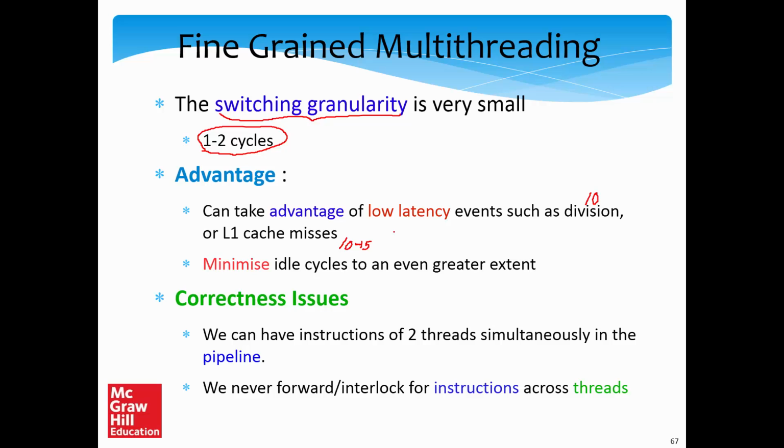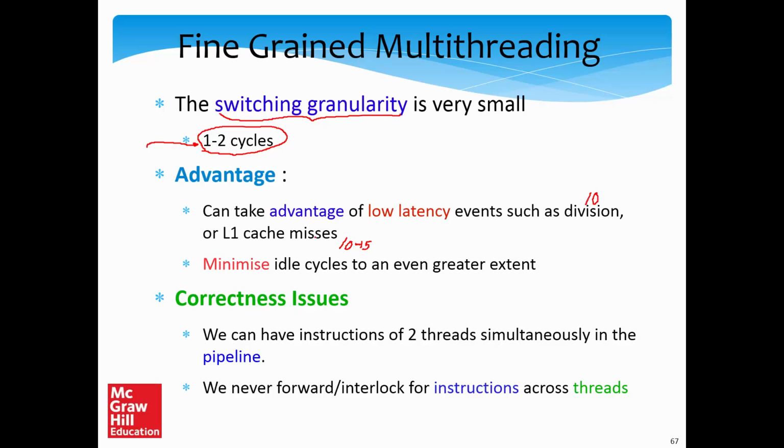Nevertheless, it is possible that a thread can still get somewhat stuck because it's doing a division operation and it has no other instructions to execute. During that time, we can bring in other threads, because if the divider is busy, the adder and multiplier are not busy. So they can process the instructions of other threads. Keeping this in mind, fine-grained multithreading does better in some cases, and we can minimize idle cycles even further. But again, this depends on the particular workload.